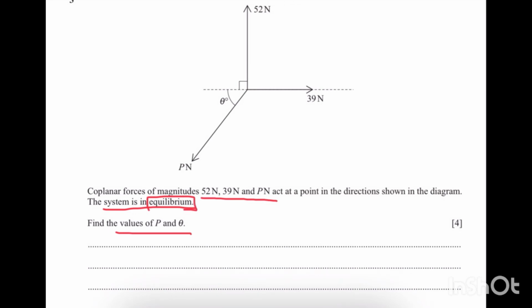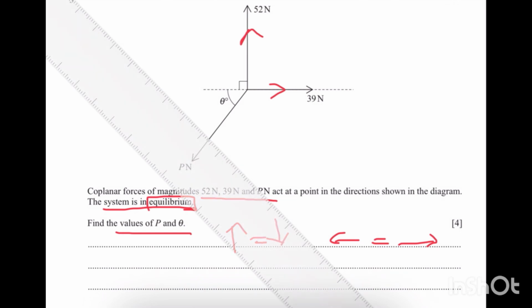Equilibrium means that the forces acting upwards must be equal to the forces acting downwards, and the forces acting leftwards must be equal to the forces acting rightwards. So the 52 newton force is acting upwards to the north, and the 39 newton force is acting completely to the right. But the p newton force needs to be resolved since it has two components.